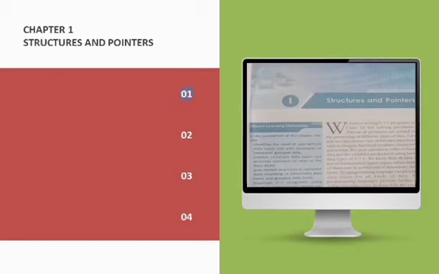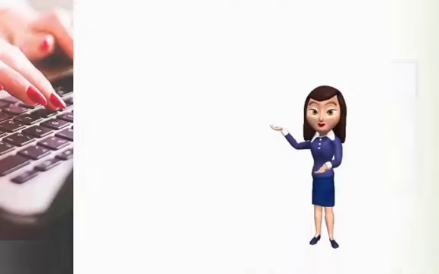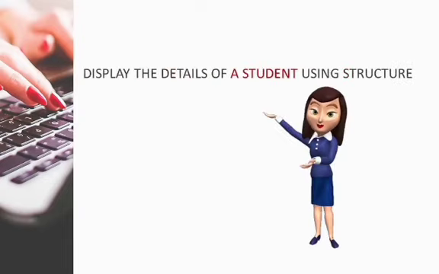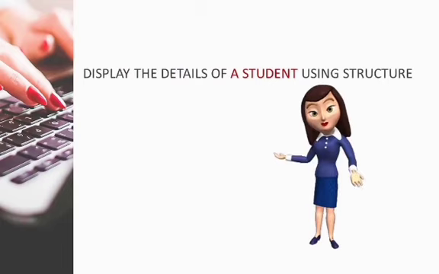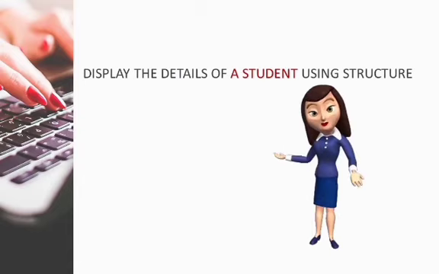So, in the last lecture, we learned about structures, right? In this session, we are going to study an example for structure, the pointer concept, methods of memory allocation, and memory leak. According to our previous session, structure is a collection of multiple elements of different data types, right? Now, I'm going to show you an example for C++ structure. Now, let's see how to display the details of a student using structure.